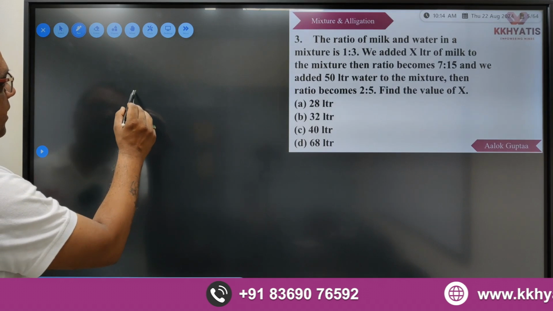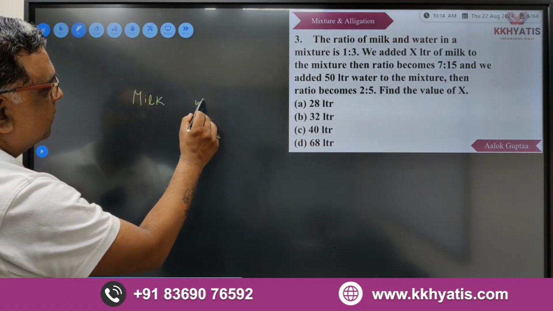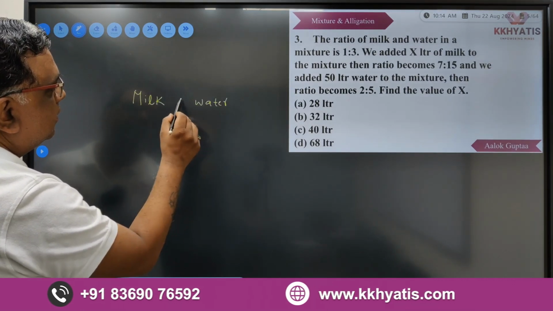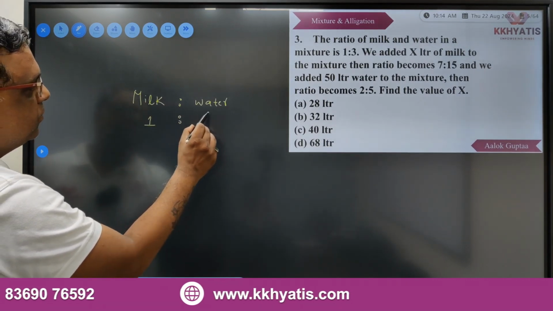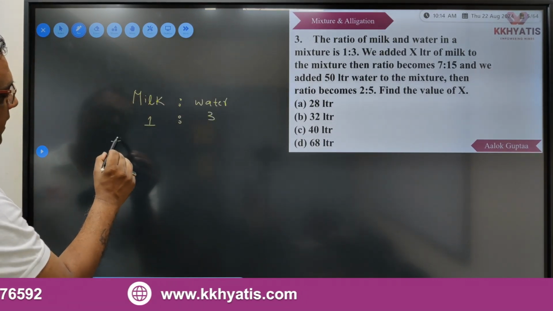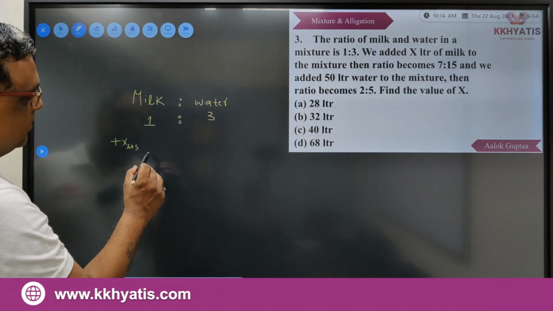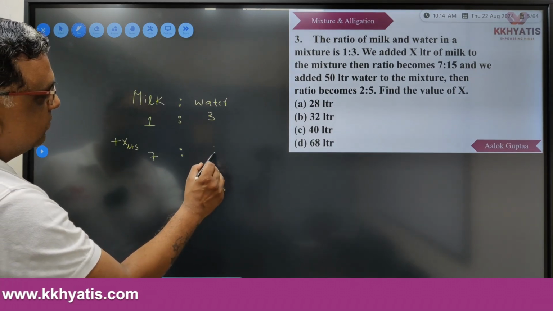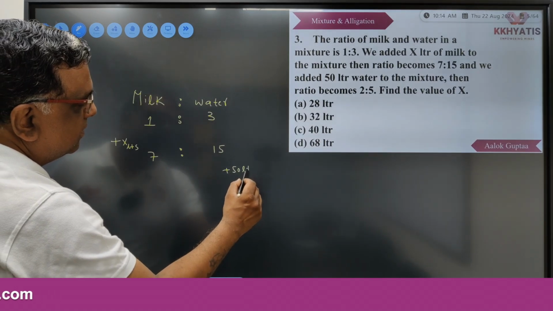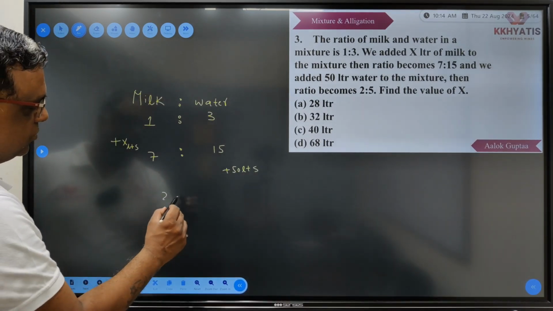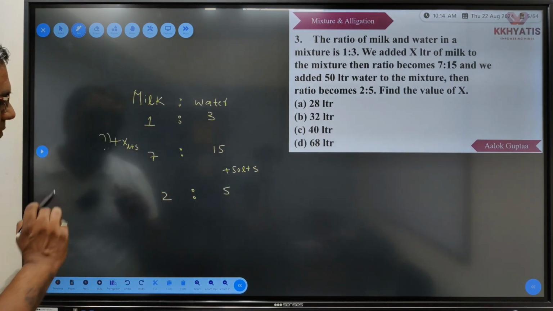So let us simply try to plot the scenario on the paper. Milk and water. The ratio was 1:3. Then I added X liters of milk. The ratio became 7:15. Then we added 50 liters of water. Then the ratio became 2:5. We have to find this value, X.